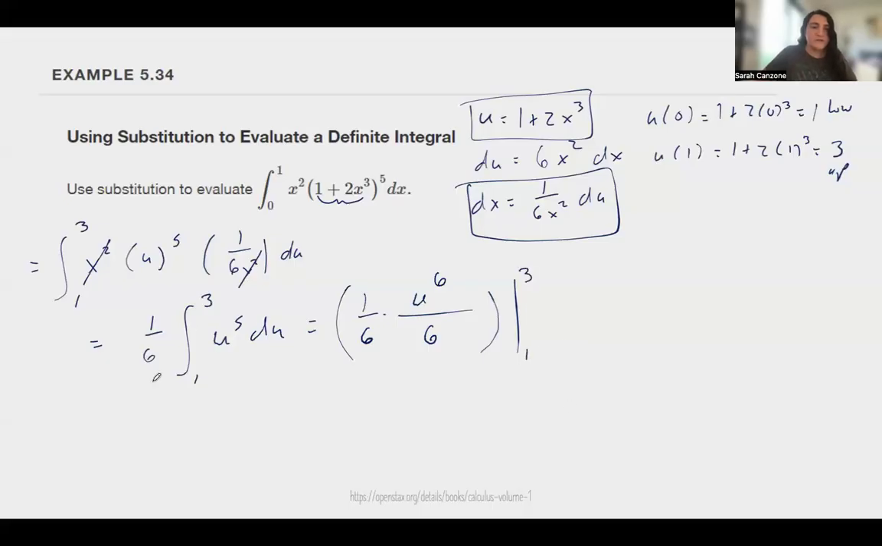It is very important that you change your bounds if you're planning on leaving your u in. If you don't want to change your bounds, this would be the step where you plug back in for 1 plus 2x cubed for your u, and then you can plug in 0 and 1. This eliminates that step. So let me combine this first. This is 1 over 36 u to the 6th quantity from 1 to 3.